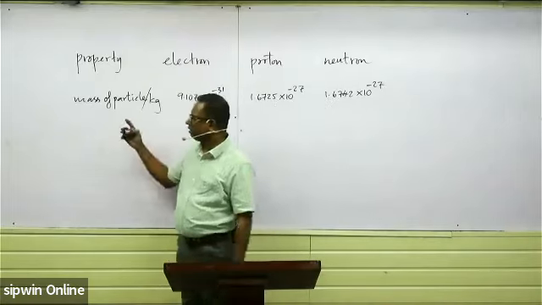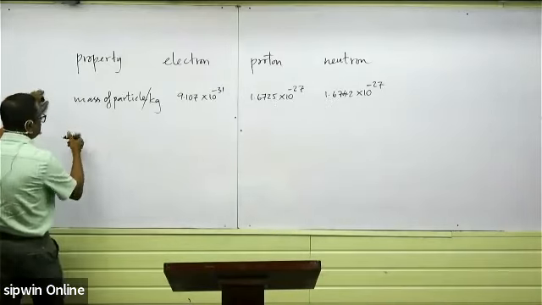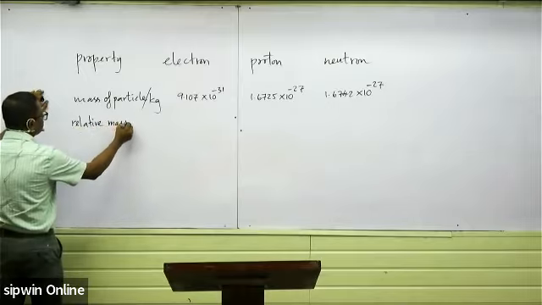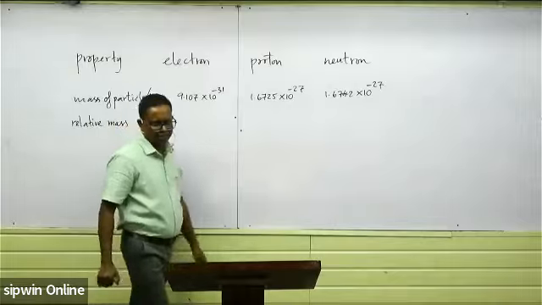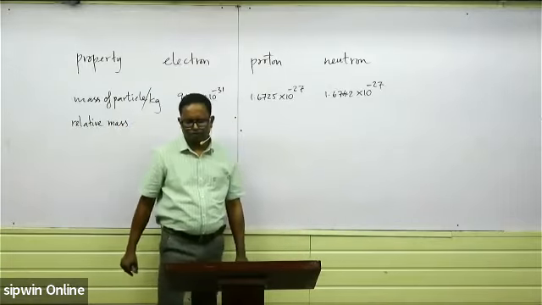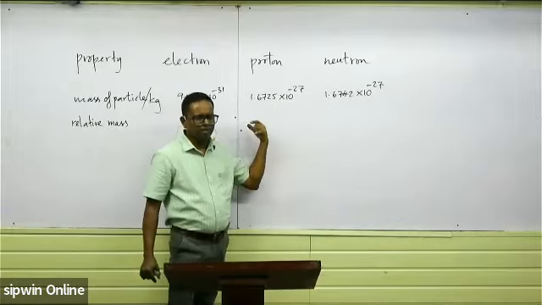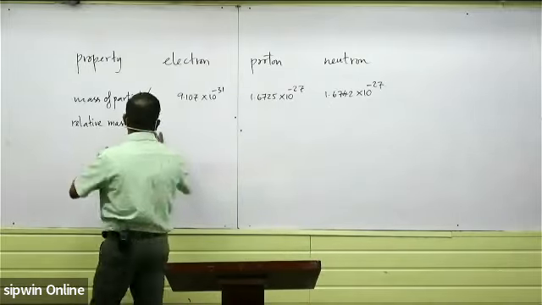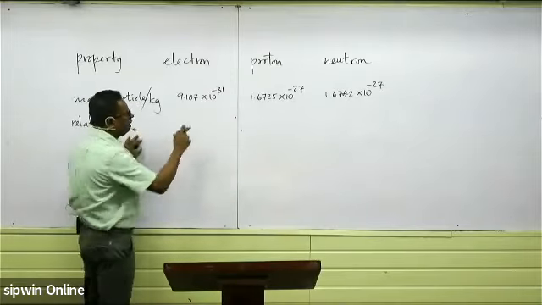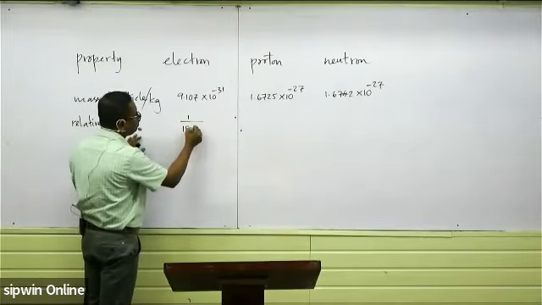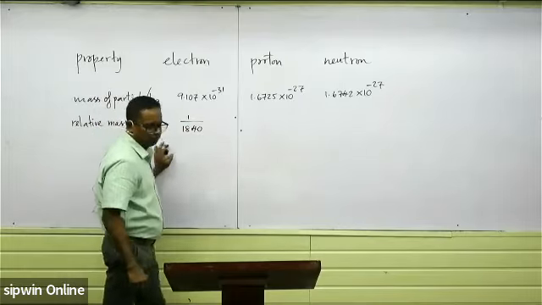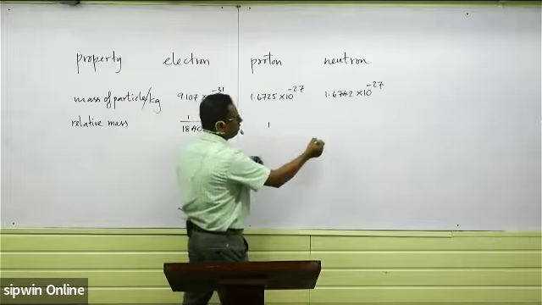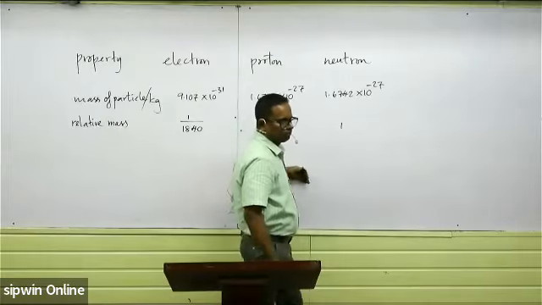Next, the relative mass. Relative mass means we divide the mass by the mass of the proton. Here, for the electron, relative mass is 1 divided by 1840, an approximate value. Here it is 1. Here also 1. Okay?